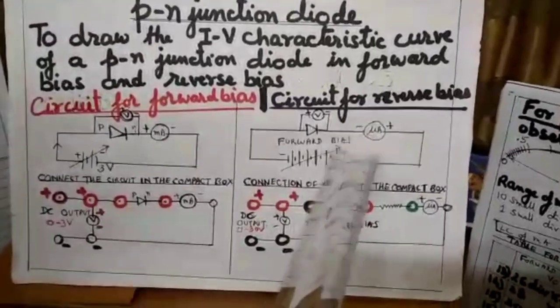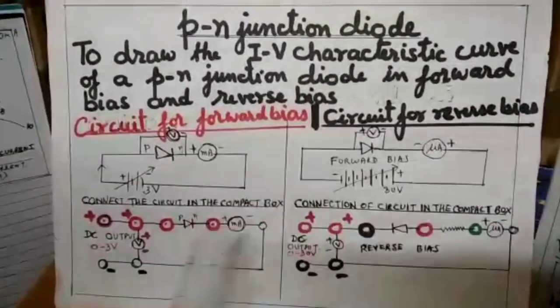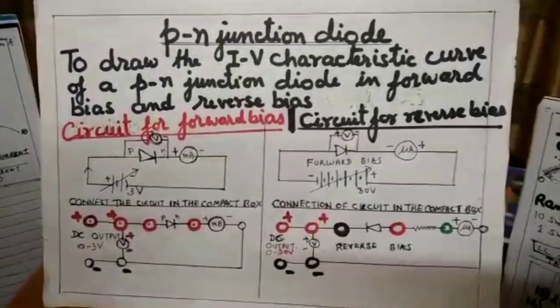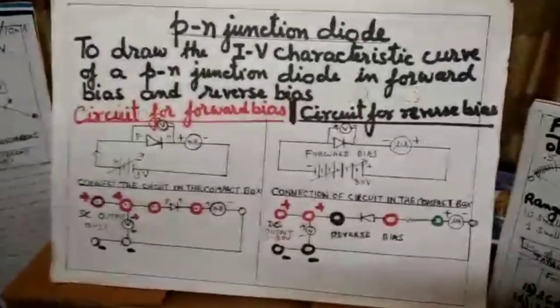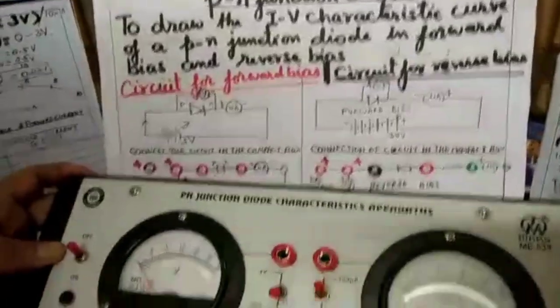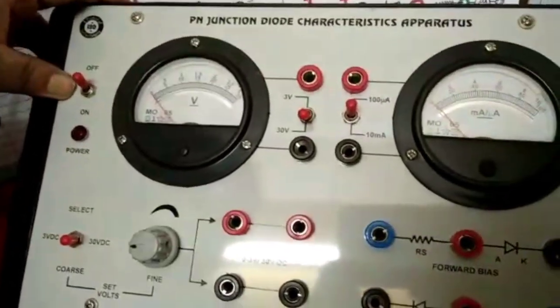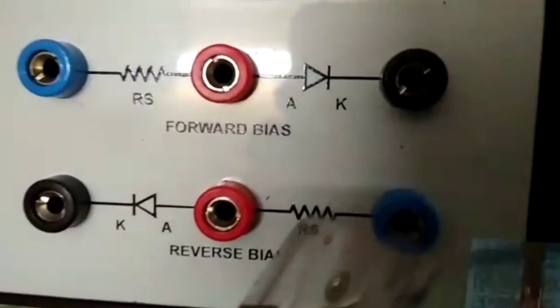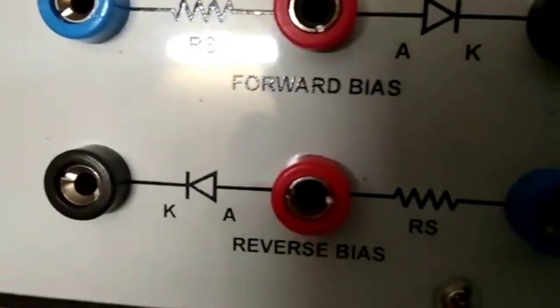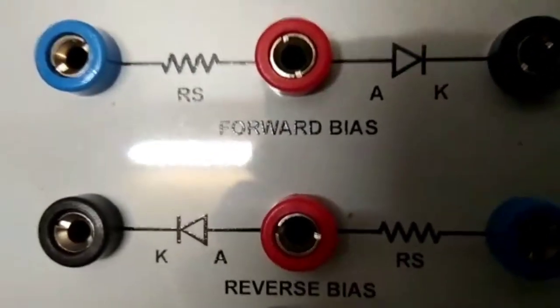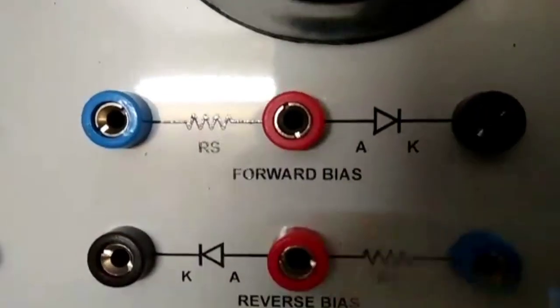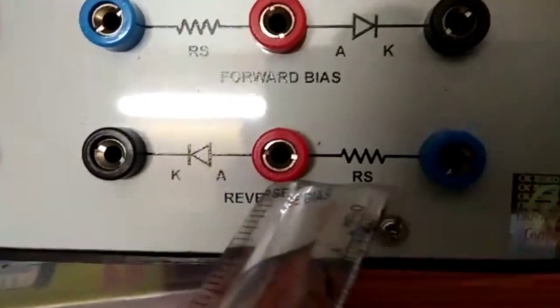Okay, so before I show you what I have drawn here, I will show you the apparatus, the box which I am using. This is an inbuilt box where you can see a diode. There are two diodes, one in the forward bias, another in the reverse bias. In the forward bias you have terminals, and in the reverse bias also you have terminals.